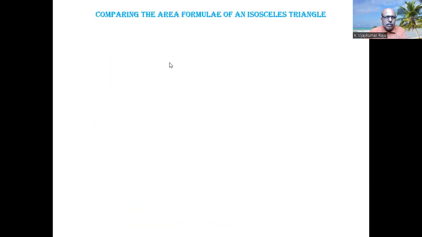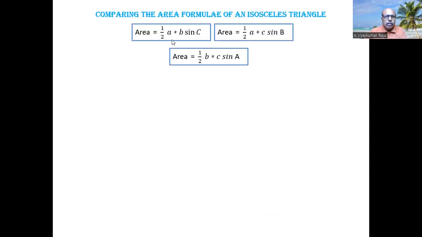So, comparing the area formula of an isosceles triangle. What is the area formula which we got? We got AB into sine C, where these are the two arms of the angle C. And the new formula which we have got is B square sine theta by 2 cos theta by 2. So how do we correlate these two?